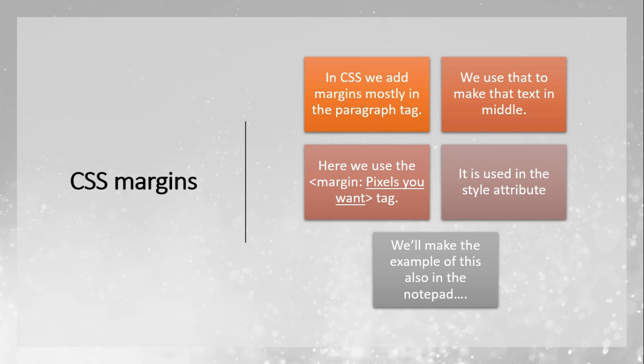So CSS margins. In CSS we can add margins, mostly in the paragraph tag. We use them to make text in the middle. Here we can use the margin tag. So this is the format: first you write margin, then the direction, and then the pixels you want. It is used in the style attribute. We will make an example of this also in Notepad.